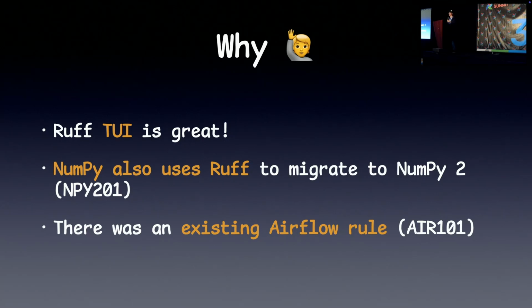We already have it in the Airflow codebase itself to block some of the bad smells we don't want to exist in Airflow core. But designing the terminal user interface is not so easy, so we decided to leverage what Ruff already has. NumPy also used Ruff to migrate their user code from NumPy 1 to NumPy 2, which is the NPY201 rule. And there was an existing Airflow rule, so communicating with the Astro team shouldn't be this hard. It turned out to be really good. There are awesome people helping us polish our Ruff rules.